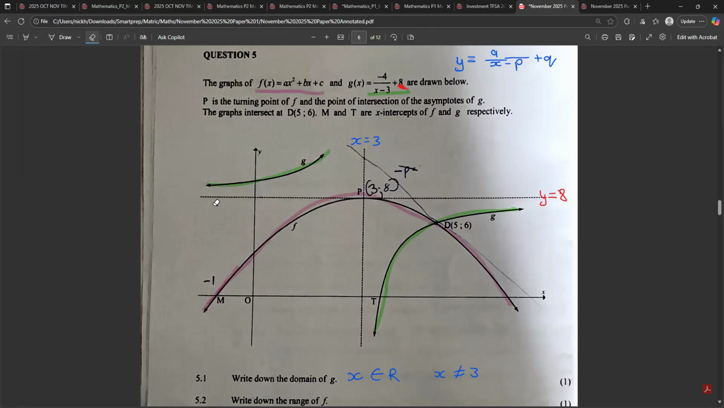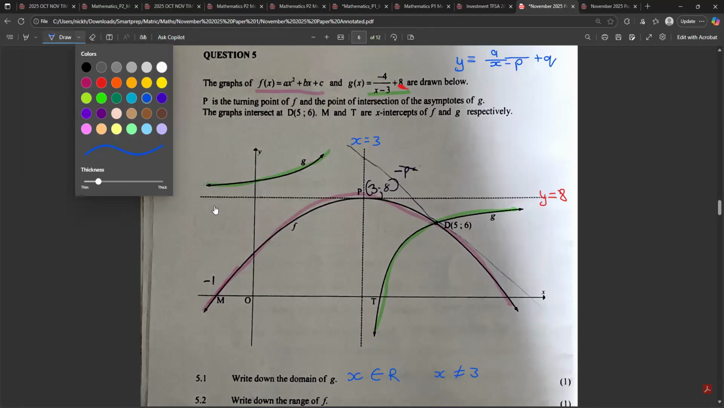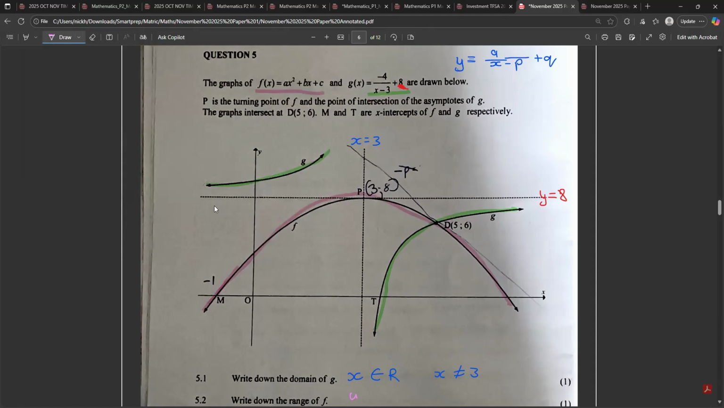All right, now the range of f. This is why we needed the 3 and the 8, because the range of f is all the possible y values of our pink graph. We see that that is everything below 8, so y is less than or equal to 8, because we have our turning point there at 3 and 8.